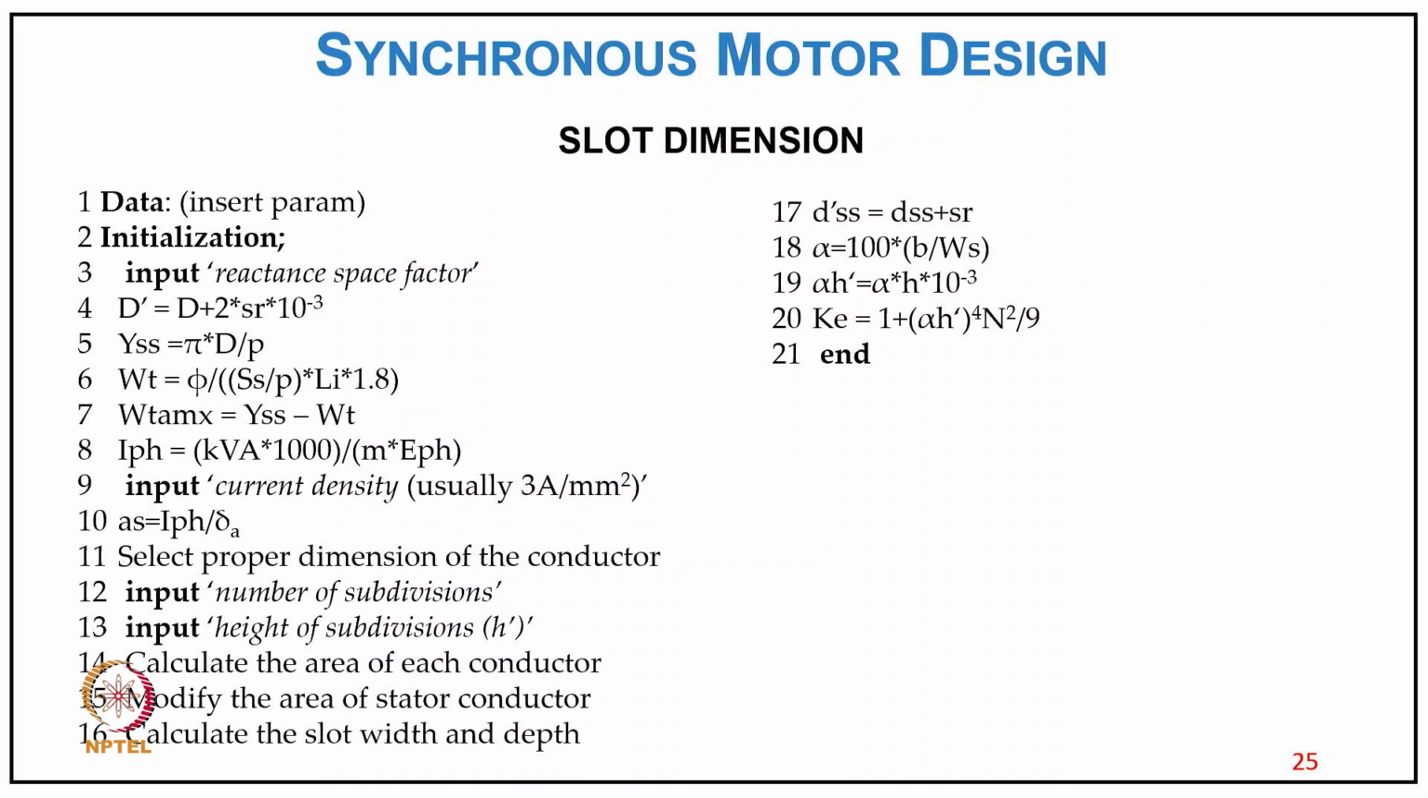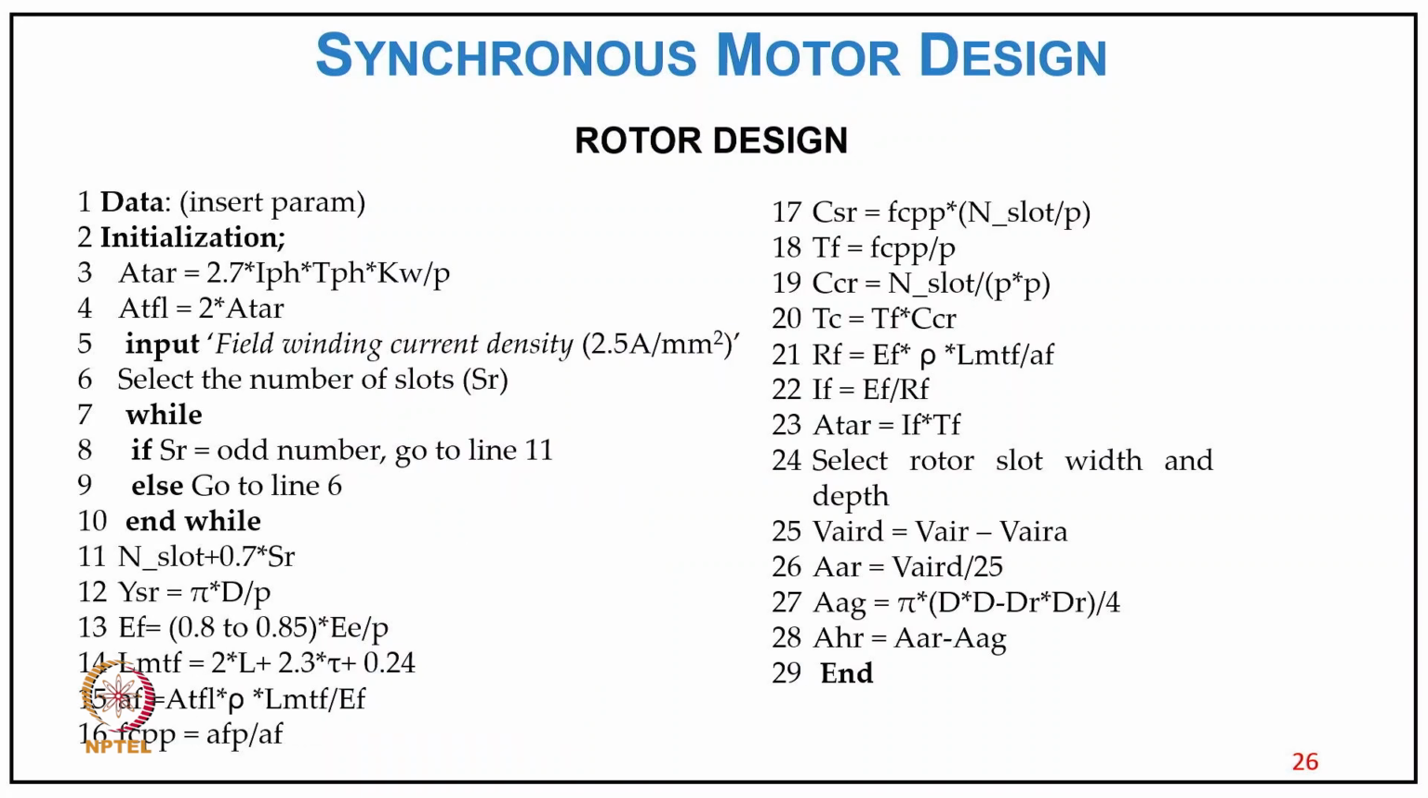So input number of subdivisions, then input height of the subdivision, HS, calculate the area of each conductor, modify the area of stator conductor, calculate the slot width and depth, and 17, DSS equal to DSS plus SR, and 18, alpha equal to 100 B upon WS, and 19, alpha H dash equal to alpha H 10 power minus 3, and 20, K equal to 1 plus alpha H dash power 4 n square upon 9, and 21, n.